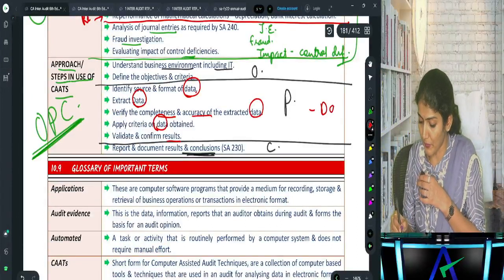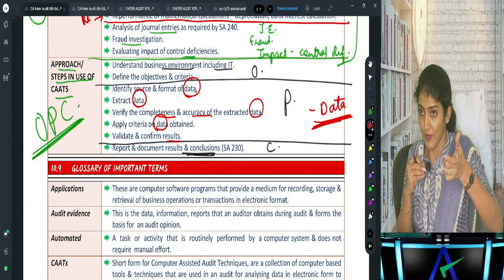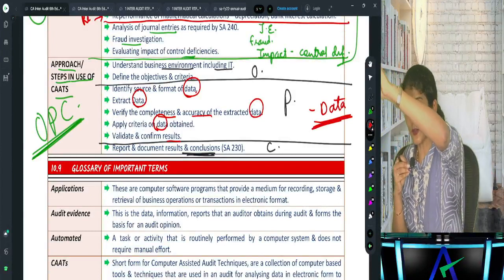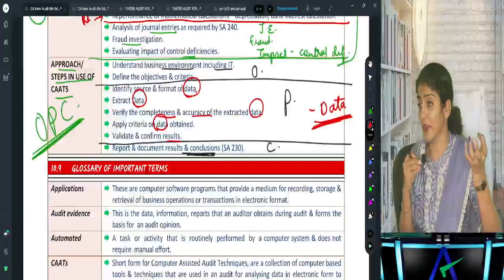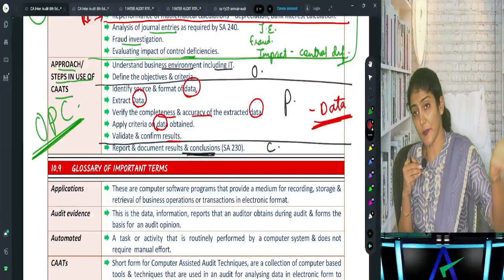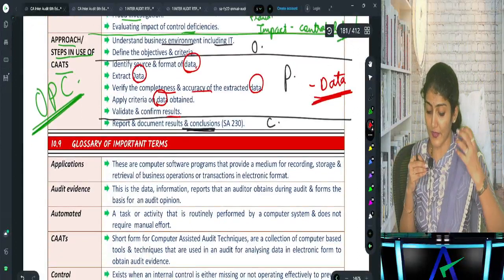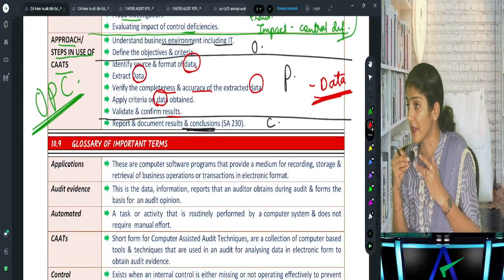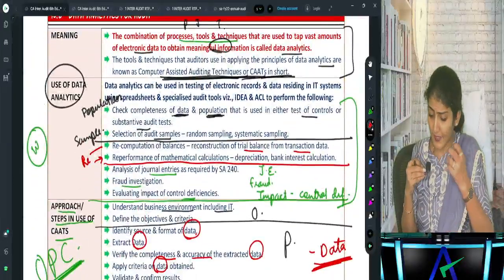conclusion. So in the procedure over here, which is the super important word over there? Data. So identify the source and format of the data, then extract the data, then check the completeness and accuracy of the data, then apply the criteria on the data, then validate and confirm the result, and then report and document the results and conclusions. Are you understanding that, everyone? Right, so data analytics, right?